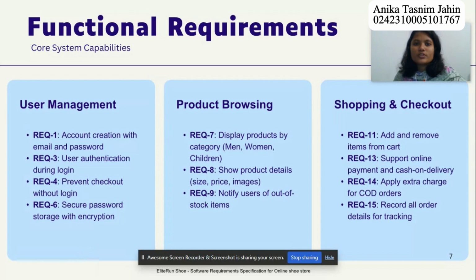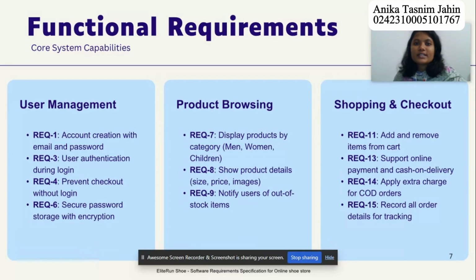Next is product browsing. Users can browse shoes by category such as men, women, and children. They can also view product details like size, images, and prices. If a product is out of stock, the system automatically notifies the user.